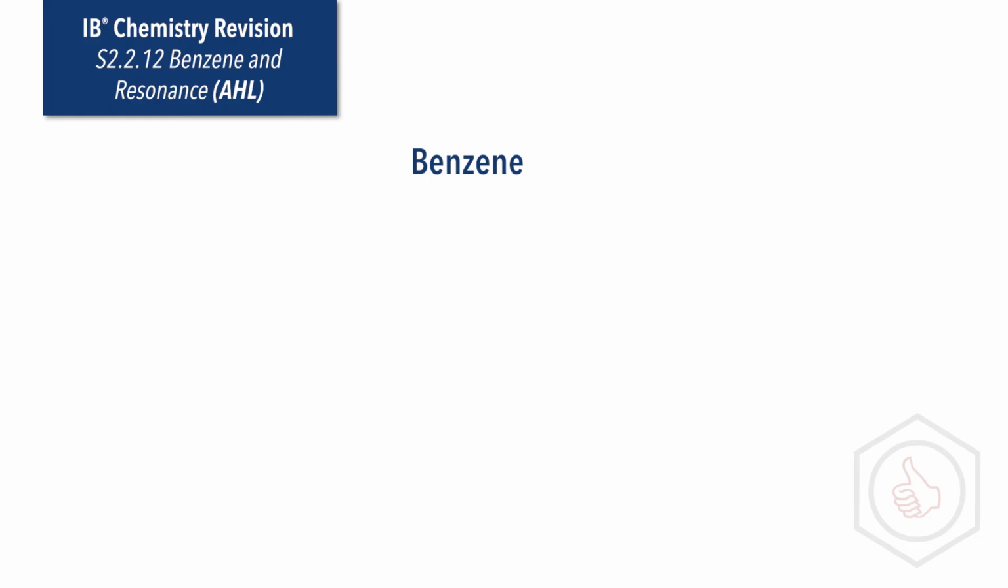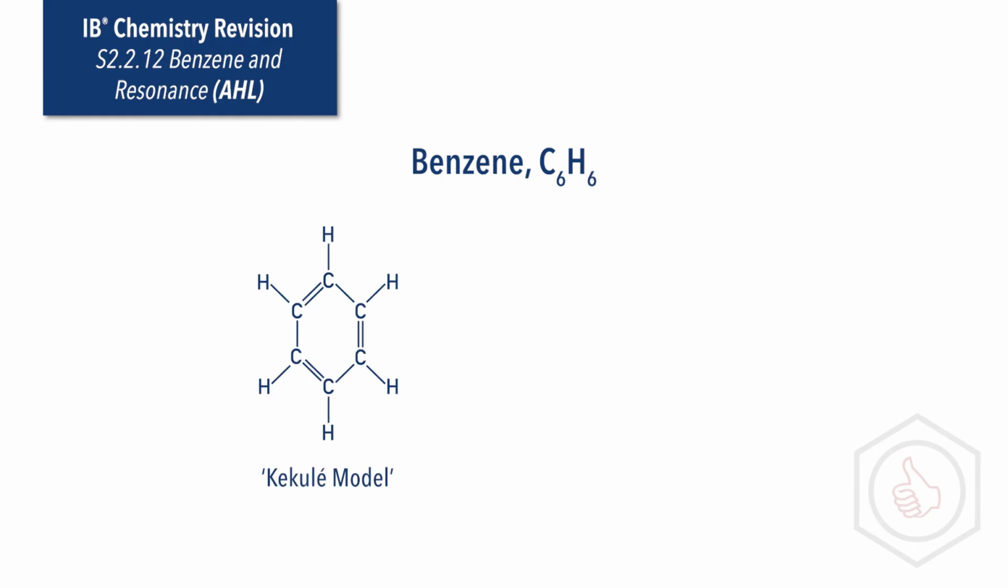Benzene is an unsaturated hydrocarbon with the formula C6H6 and a planar hexagonal structure. Historically, benzene was described by something called the Kekulé model, where each carbon atom formed alternating double and single carbon bonds in a ring-like structure. However, experimental evidence shows that all carbon-carbon bonds in benzene are identical in length, and the bond length is somewhere between a single and a double bond.